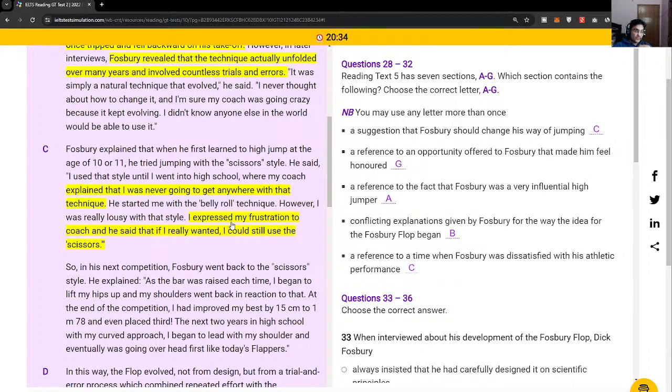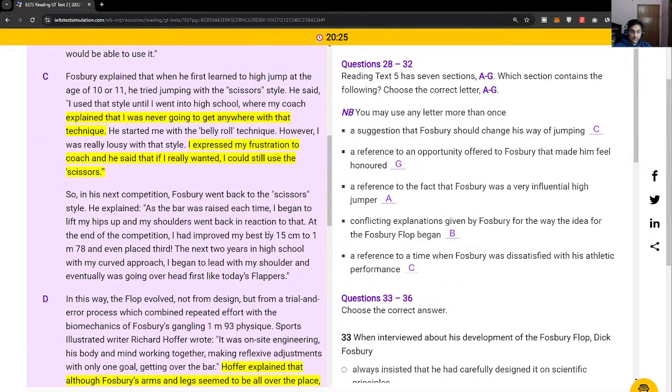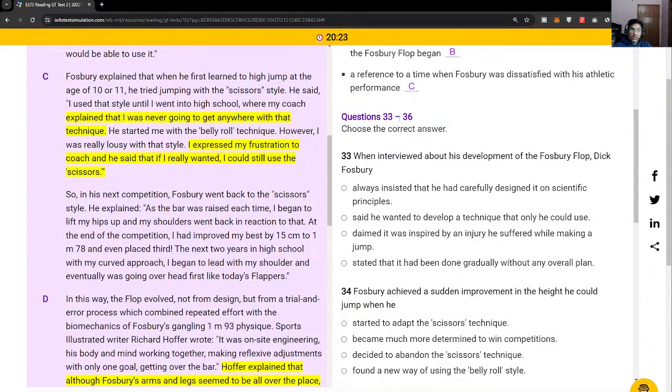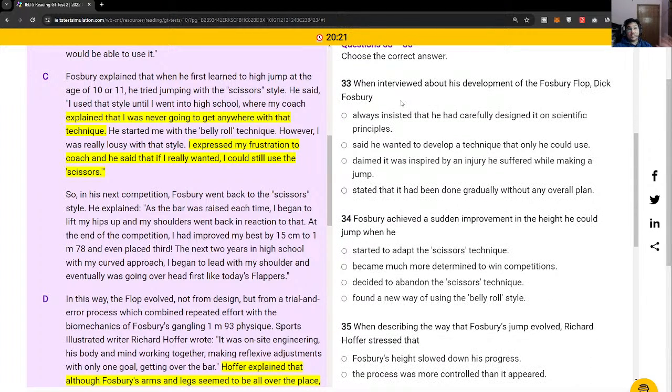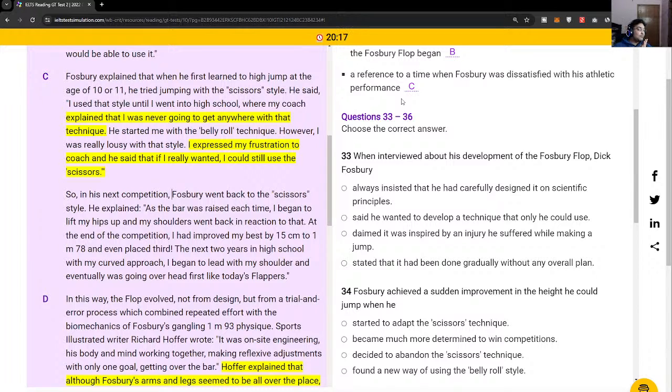I expressed my frustration to the coach, and he said that if I really had wanted, I could still use the scissors. He was dissatisfied. Okay? Now, we are left with 7 or 8 questions, and we still have 20 minutes. If you can see, I'm being patient. I am teaching you the right strategies without getting panicked. This is how you're going to attempt the reading test.